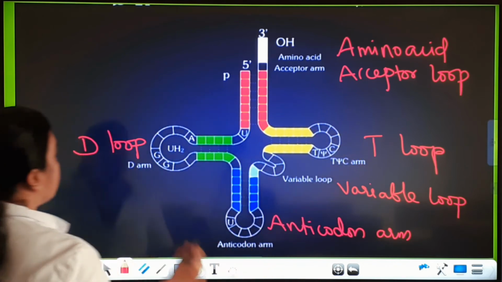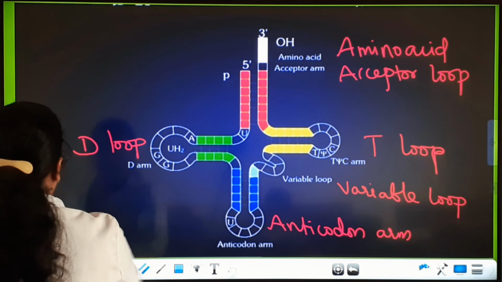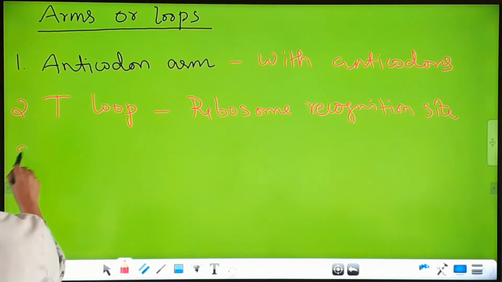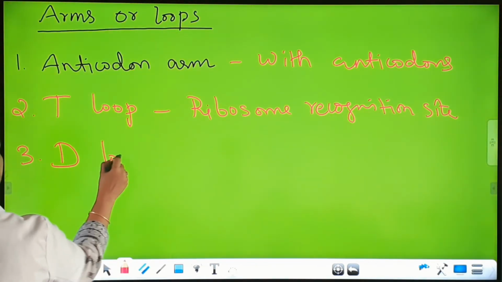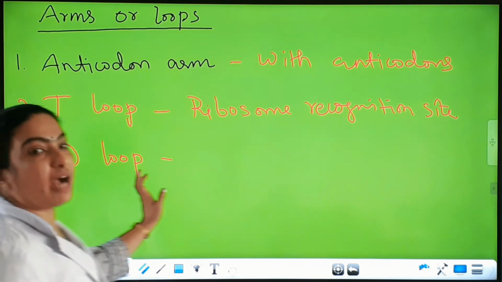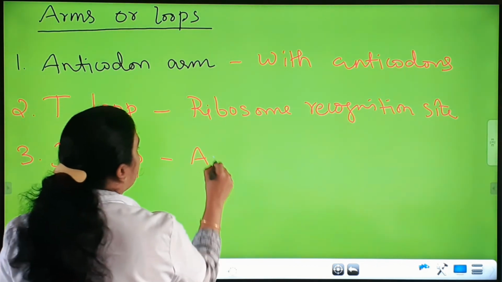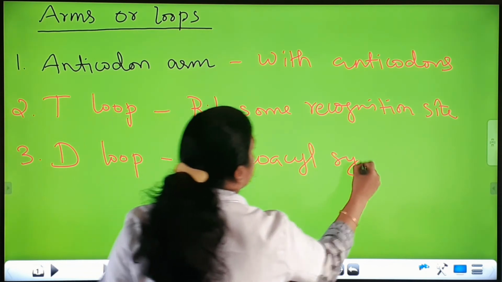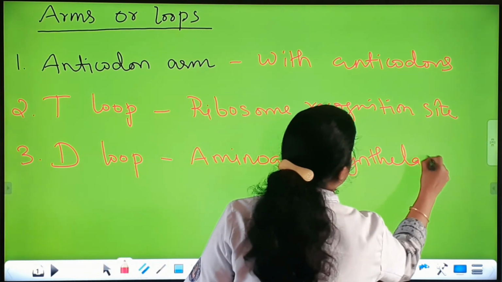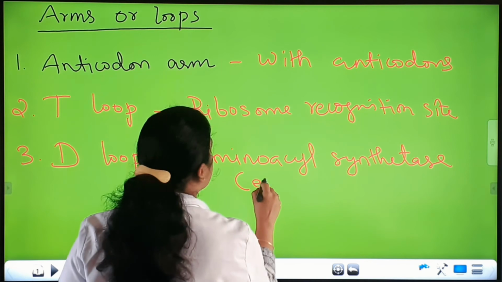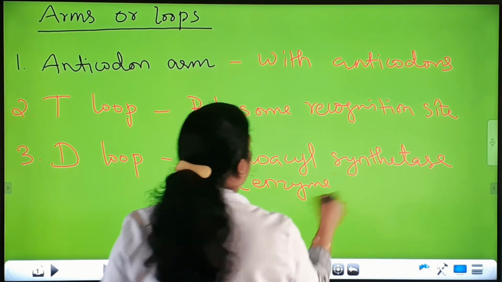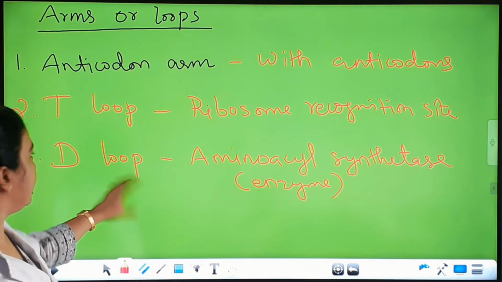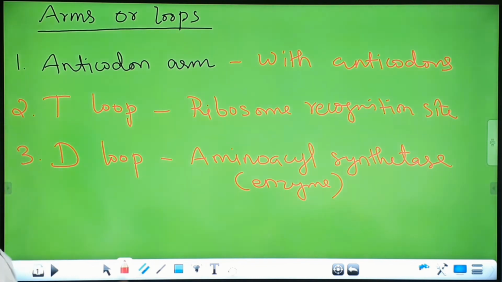Okay, and next we can see the D loop, the third one. The D loop is the binding site of the enzyme amino acyl synthetase. This is the binding site of the enzyme amino acyl synthetase. The binding site is the D loop.